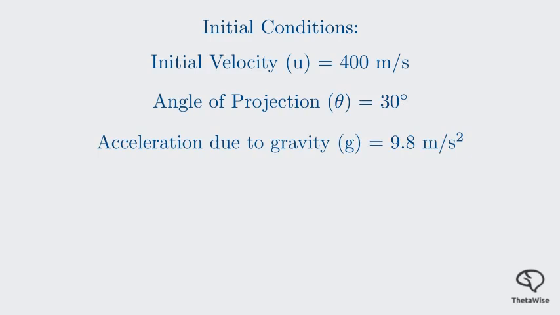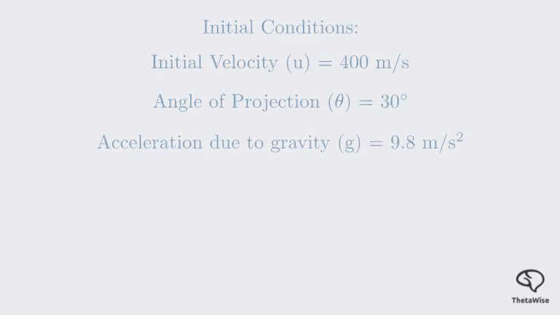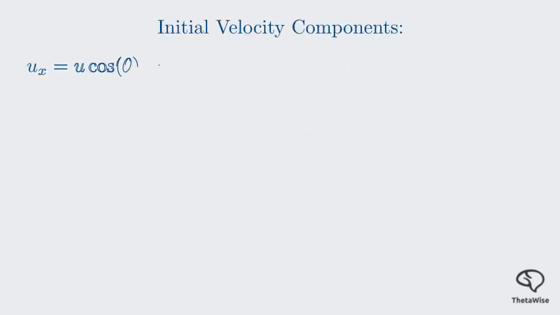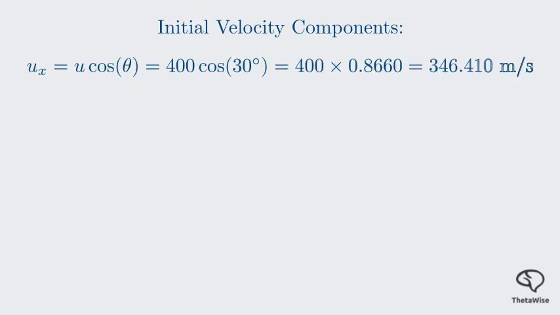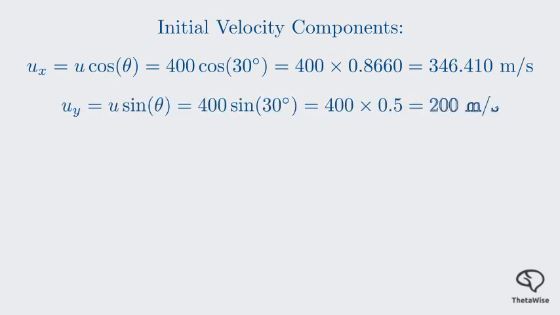First, we must resolve the initial velocity into its horizontal and vertical components. This is a crucial first step for any projectile motion problem. The initial horizontal velocity, u_x, is 400 times the cosine of 30 degrees, which is 346.410 meters per second. The initial vertical velocity, u_y, is 400 times the sine of 30 degrees, which is 200 meters per second. Let's calculate the maximum height reached by the bullet.